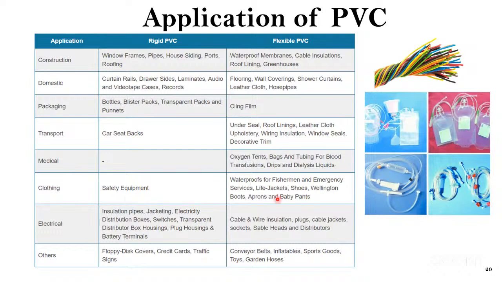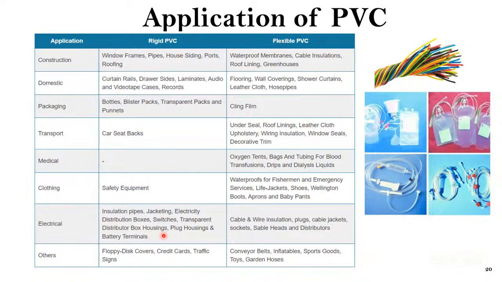Clothings, they have a very wide range also. Electrical, cable thickening, they have a very huge use. And for rigid PVC, insulation pipes, jacketing, electricity distribution box, switches, the switch that we use, that is also made from this rigid PVC. And plug housing and battery terminals are also made of your rigid PVC.